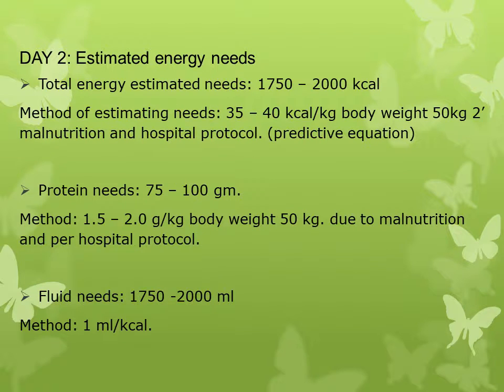I estimated energy need using predictive equation. The total energy need was 1750 to 2000 kcal, which I used 35 to 40 kcal per kilogram body weight of 50 kg, secondary to malnutrition and hospital protocol. Protein need between 75 to 100 grams due to malnutrition and per hospital protocol. Fluid need, I use 1 ml per kcal, which is 1750 to 2000 ml.